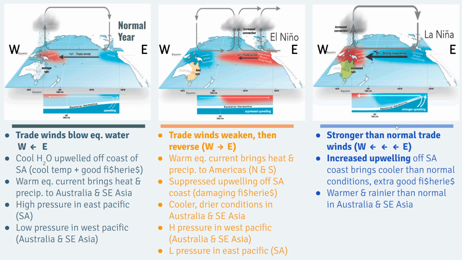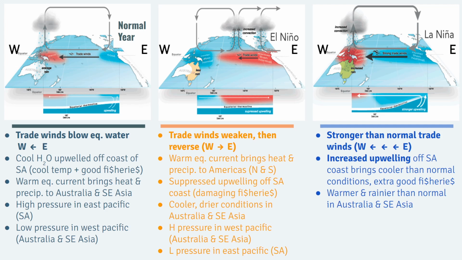Lastly, we will look at La Nina conditions. La Nina conditions are going to be stronger than normal trade winds, so this sees a reversal of the trade winds back to our east and west direction, and that is going to shift the warmer surface waters back over to Australia and Southeast Asia. It's going to lead to even warmer than normal conditions there and even rainier than normal conditions. This means we may see flooding and more intense monsoon activity in Southeast Asia.